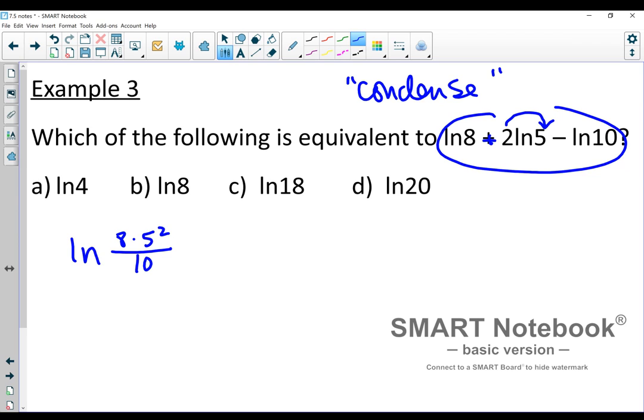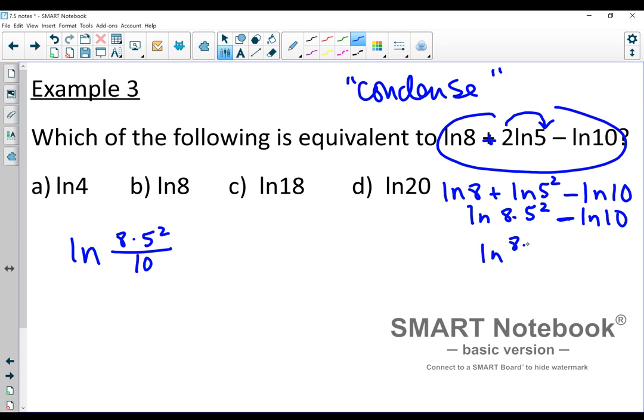So I did that pretty fast. So let's look at that in stages. This would be natural log 8 plus natural log of 5 squared. And then we would take these two, because there's a plus sign, and we'd multiply them. So natural log of 8 times 5 squared. And then because I'm subtracting the log of 10, 10 is going to go in the denominator. So when I'm breaking them apart, I write the log multiple times. When I'm condensing them, I just write it once.